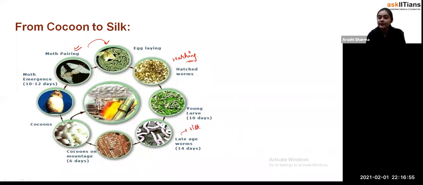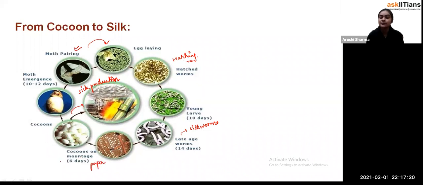Okay, silkworms. After the silkworm stage, students, they start forming the cocoons around themselves. That is the cocoons on mountage, and then there is the complete formation of the cocoon. And these cocoons are used for silk production, as you can see here. This is the silk production. And inside that cocoon, at this position, you can find the pupa.